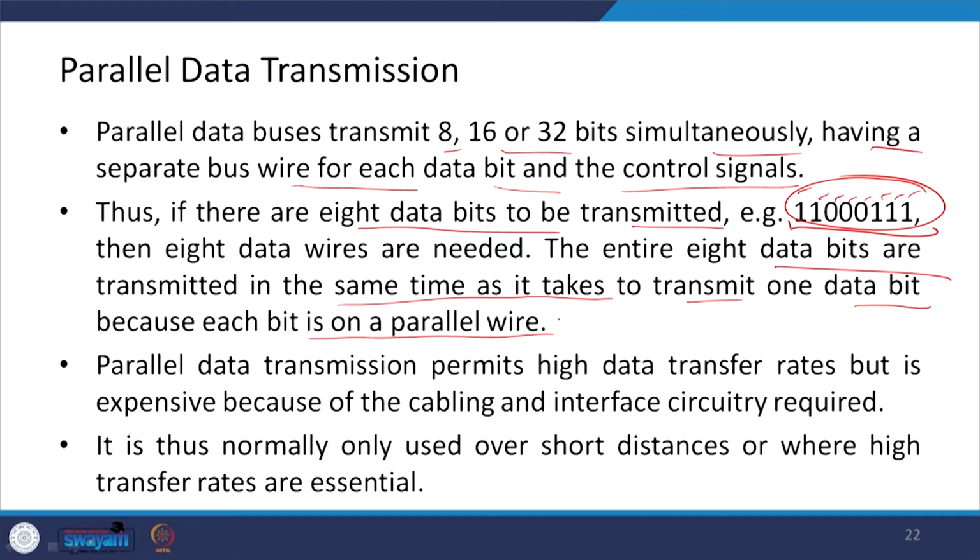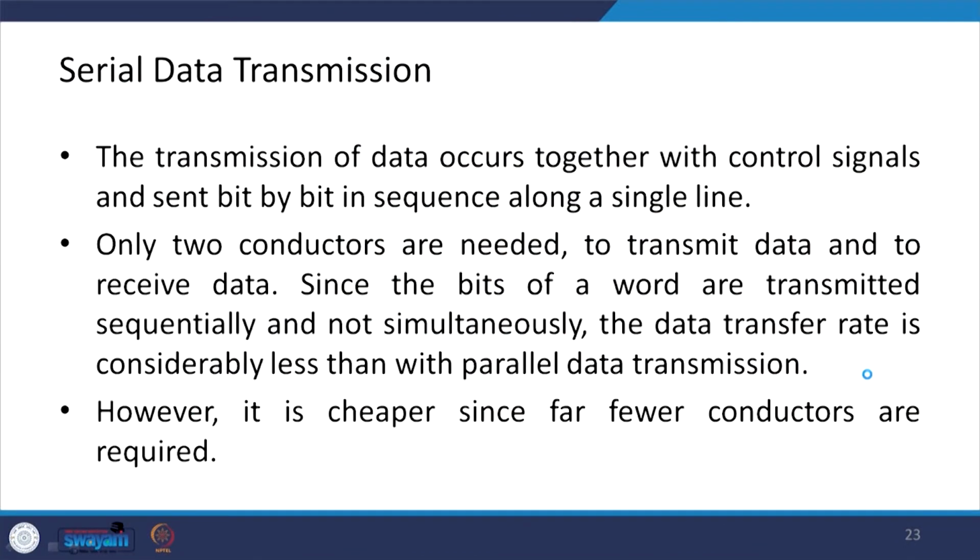The parallel data transmission permits a high data transfer rate, because you can transmit each data bit simultaneously, but it is expensive because of the cabling and interface circuit requirements. It is normally only used over short distances or where high transfer rates are required. Next, let us look at the serial data transmission.